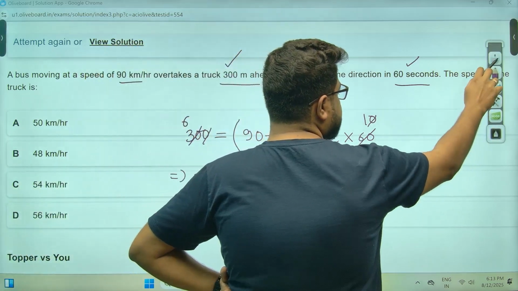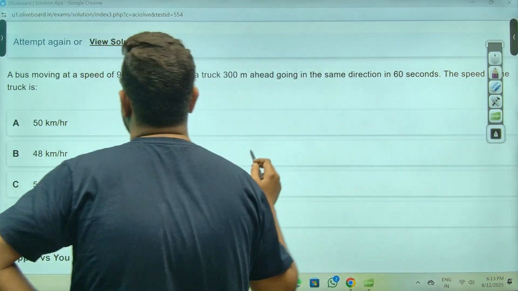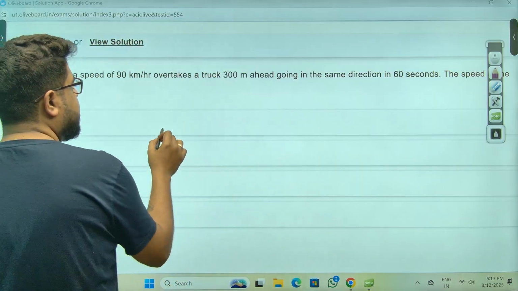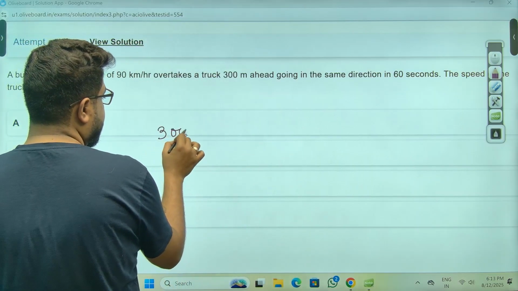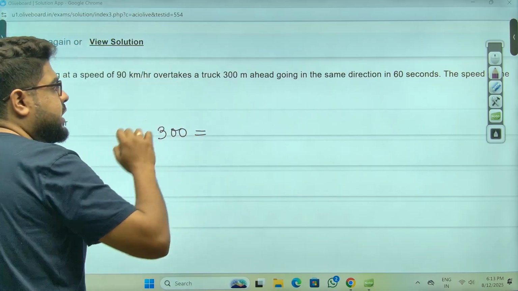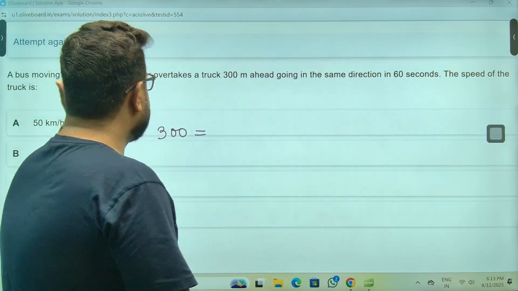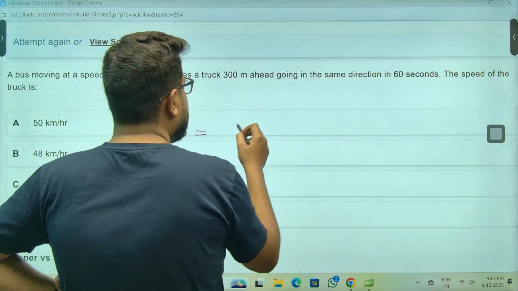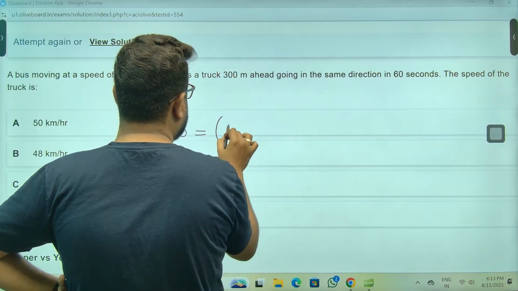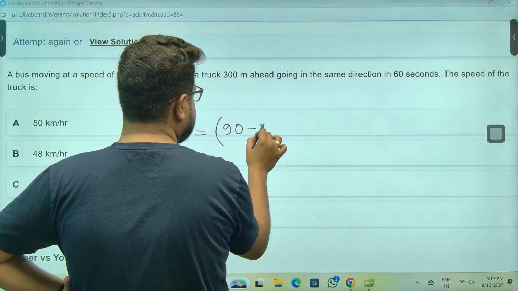So let's do it once more, sir. 300 meter distance, because in order to overtake, this 300 meter they need to go, and that is how it overtakes the truck. So truck ka speed I don't know, 90 minus, let's say x.